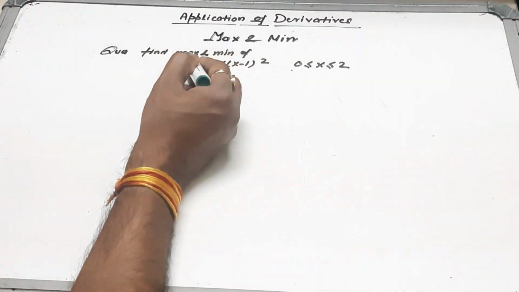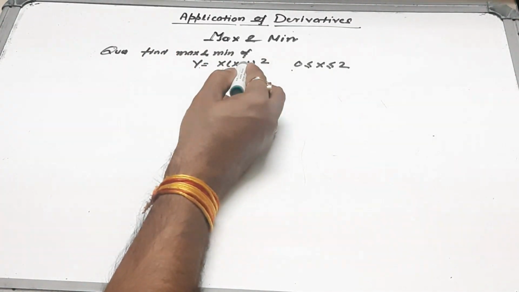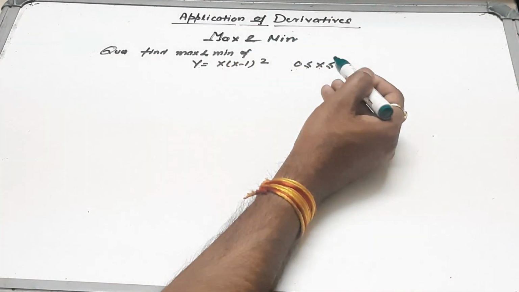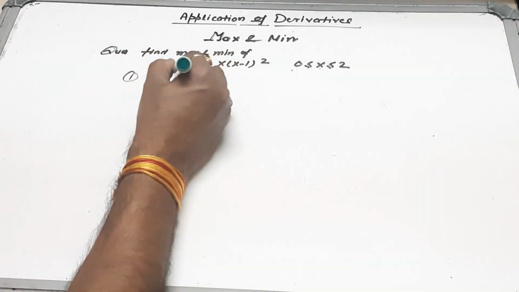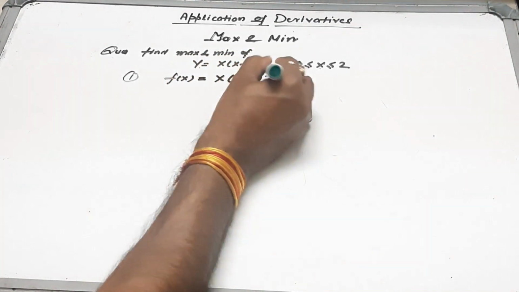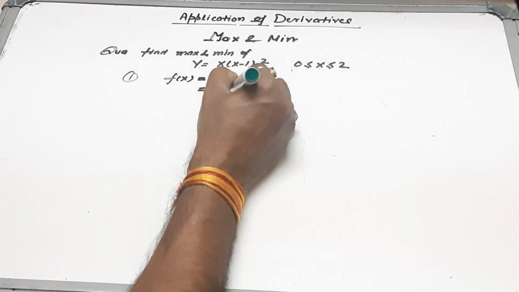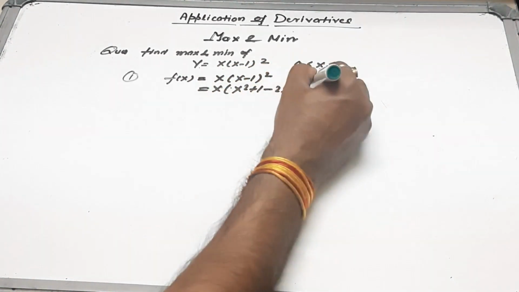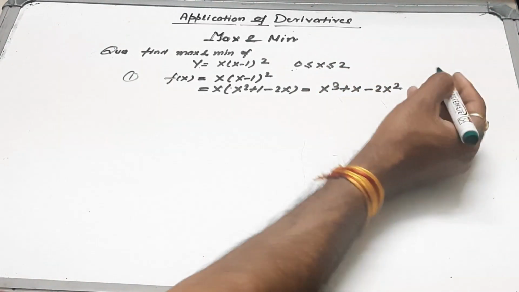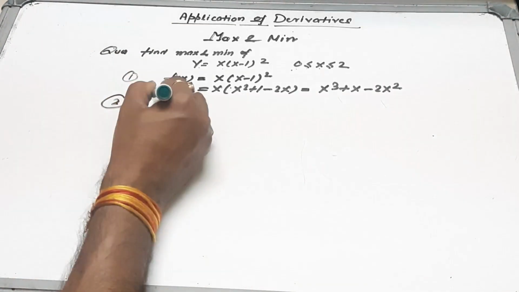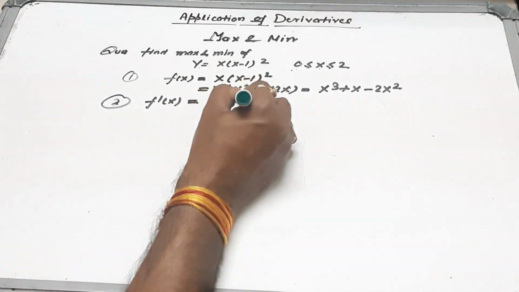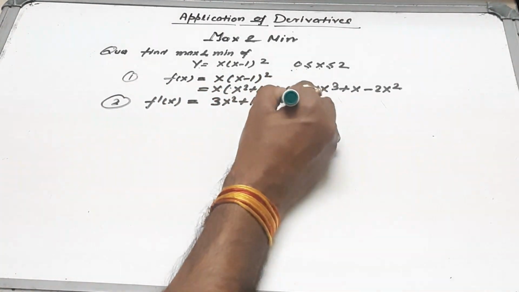Find the maxima and minima value of the function y is equal to x into (x minus 1) whole square, in the domain 0 is less than or equal to x, x is less than or equal to 2. So what is the first step? Write down the function f(x). Here f(x) is x into (x minus 1) whole square, which is equal to x into (x square plus 1 minus 2x), and this is equal to x cube plus x minus 2x square. Now what is the second step? Find f dash x. So f dash x will be 3x square plus 1 minus 4x.